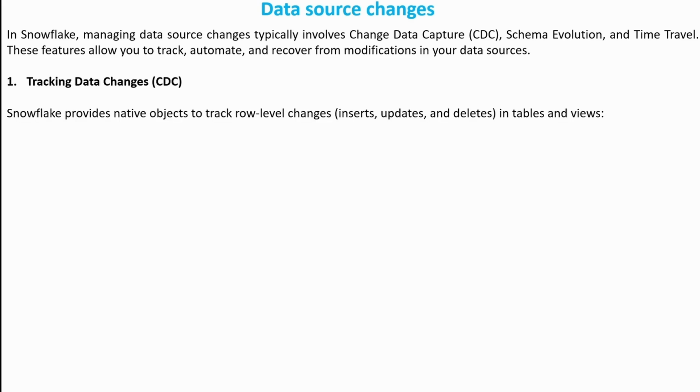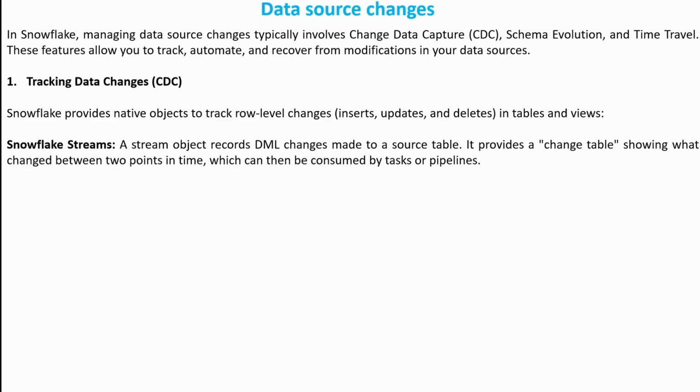First is tracking CDC. Snowflake provides native objects to track row-level changes, either inserts, updates, or deletes in tables and views using streams. A stream object records DML changes made to a source table. It provides a change table showing what changed between 2 points in time, which can then be consumed by a task or Snowflake. This we had already seen in our streams and tasks tutorial. If you have not watched that, please do watch that before jumping into data source changes.